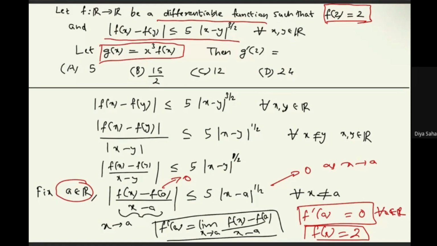Now you have nothing more to do. You found f of x, which is 2, so g of x is nothing but 2x cube. Now you can find g dash 2. I hope you got the point.